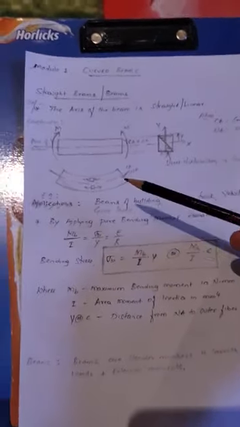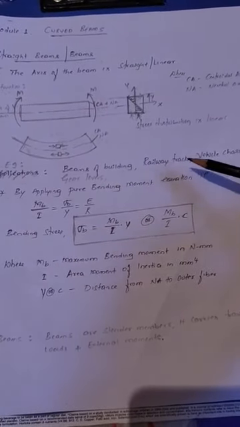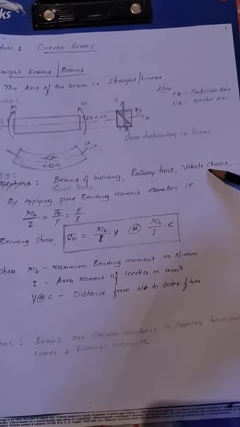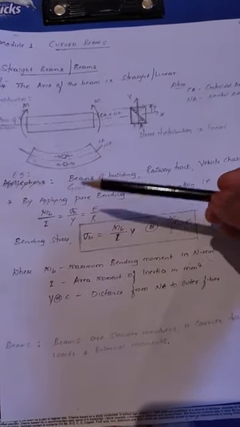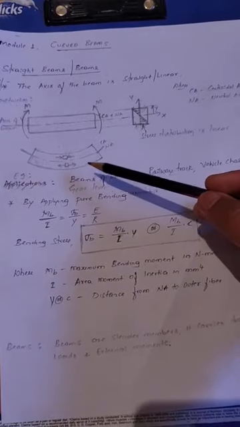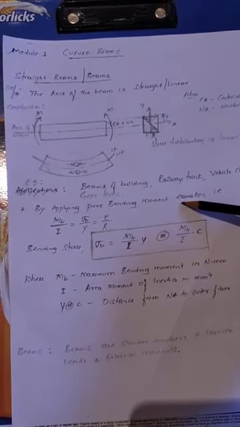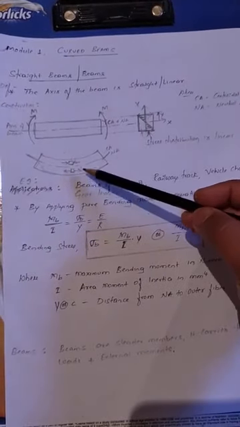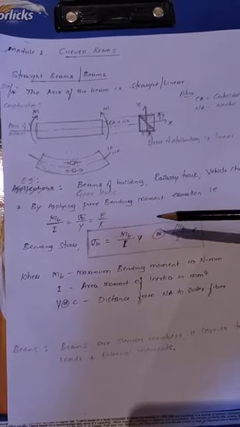Now some examples of straight beams are the beams of a building, railway tracks, vehicle chassis, gear levers, etc. Now how do you determine the stresses induced in the straight beam? By applying the pure bending moment equation. That means throughout the length of the beam the bending moment is constant. That's called the pure bending moment equation.